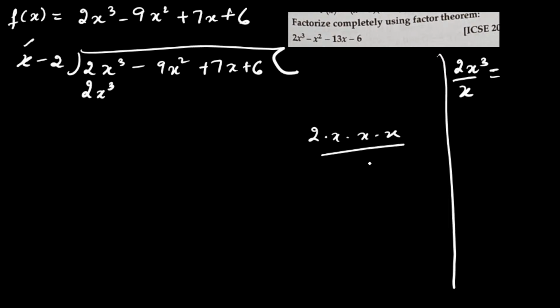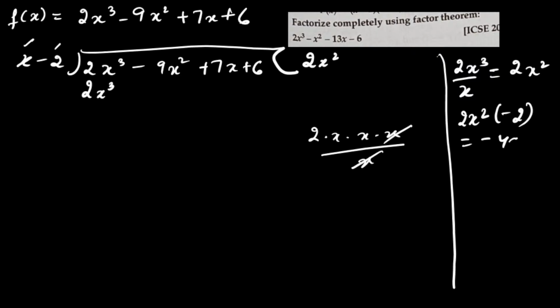So x cube means x into x into x. An x and x will get cancelled. So we get 2x square, and I write 2x square in the quotient. Now with this 2x square, I have to multiply the second term, which is minus 2. 2x square into minus 2, we will get minus 4x square. Minus 4x square we have to write under the like term. The x square term is this, so we'll write minus 4x square here.